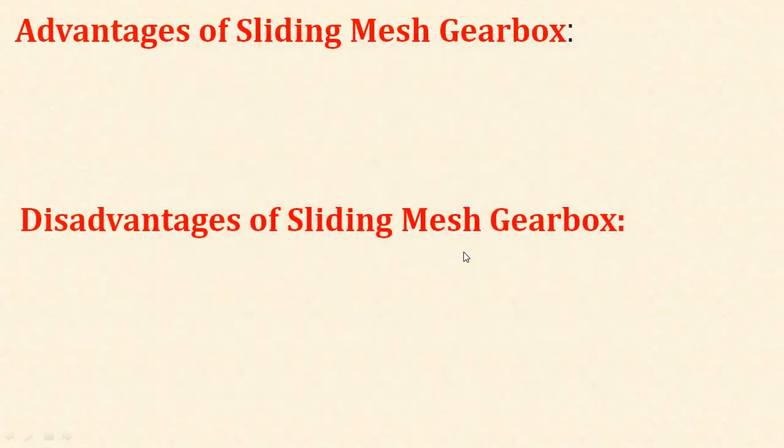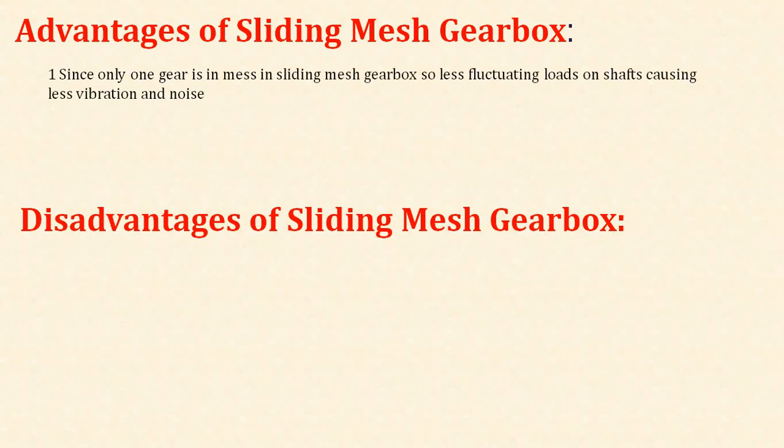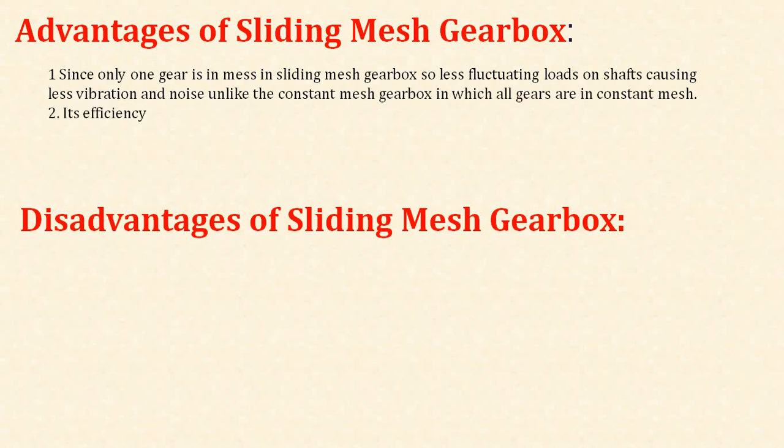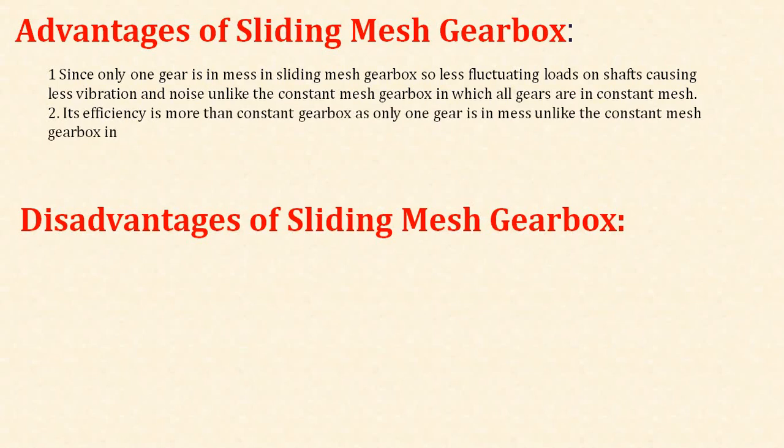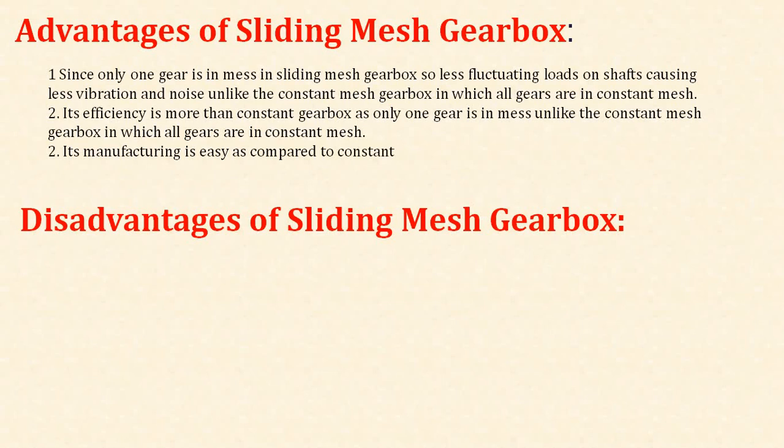So this sliding mesh gearbox has some advantages and disadvantages. First, since only one gear is in mesh in sliding mesh gearboxes, there are less fluctuating loads on the shafts, causing less vibration and noise, unlike in a constant mesh gearbox in which all gears are in constant mesh. Its efficiency is more than the constant mesh gearbox, as only one gear is meshed. Manufacturing is easy and its mechanism is simple compared with the constant mesh gearbox.